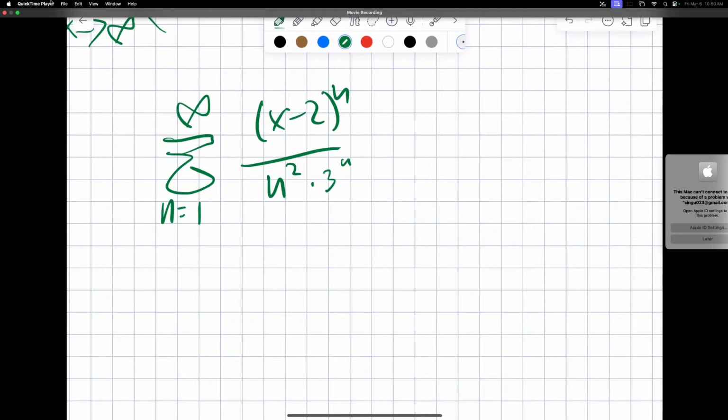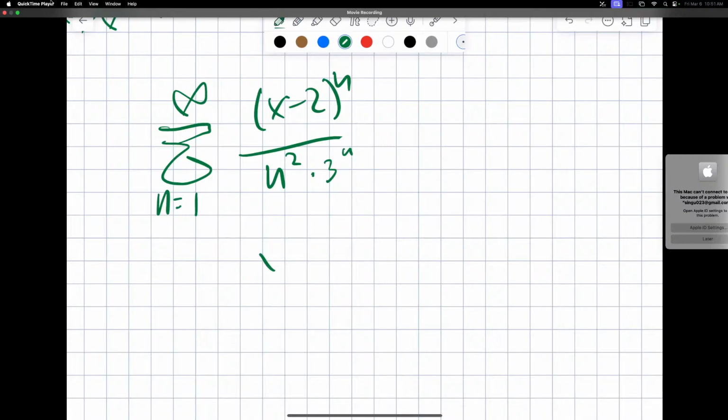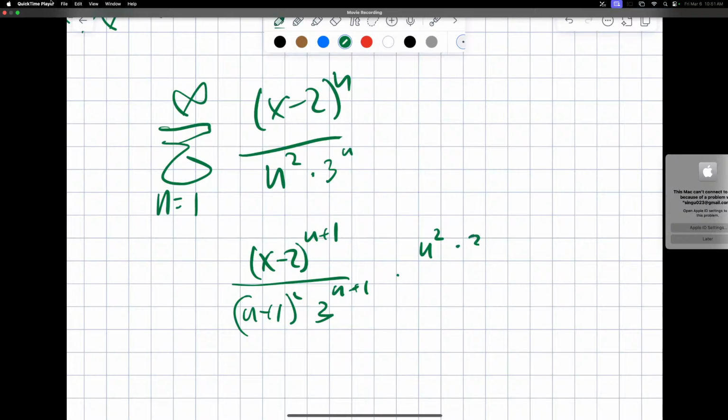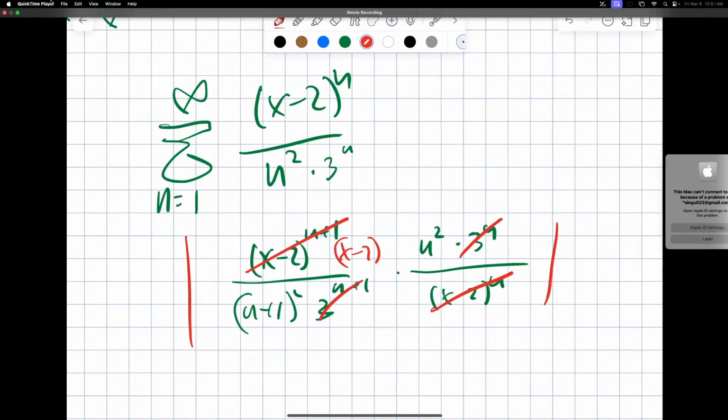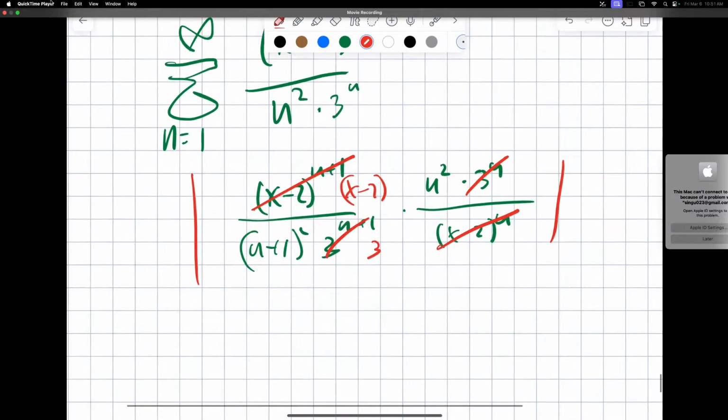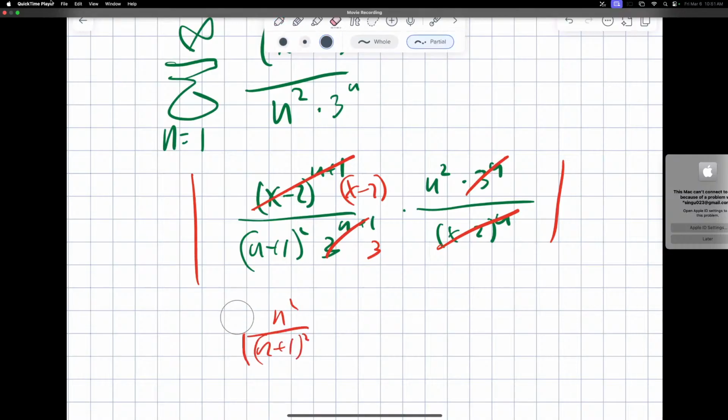I simply forgot to copy it over. I don't know how that happened. So this one's going to be x minus 2 to the n plus 1 over n plus 1 squared over 3 to the n plus 1, times n squared times 3 to the n over x minus 2 to the n. I'm going to cross this out, so I get x minus 2. I'm going to cross out 3 to the n and 3 to the n. So what do we have left? n squared over n plus 1 squared. And this is going to be absolute value of x minus 2 less than 1, limit as n approaches infinity.